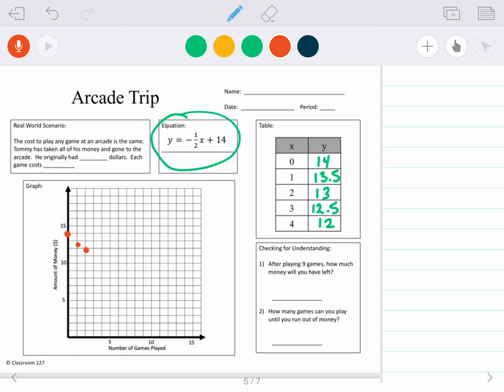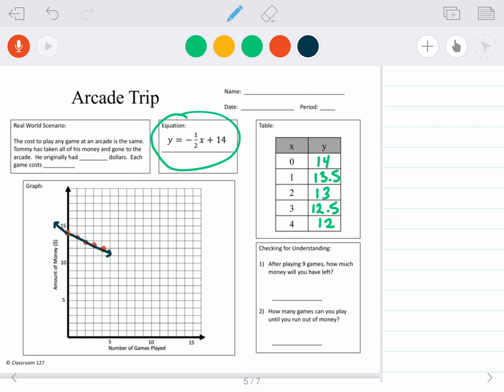Uh-oh, actually, I'm going to start over. I think I messed this up. So that's here. 1, 13.5. That's here. There we go. That looks a little bit better. 2, 13. 3, 12.5. Four is 12. Okay, so that's good enough. There's our graph.